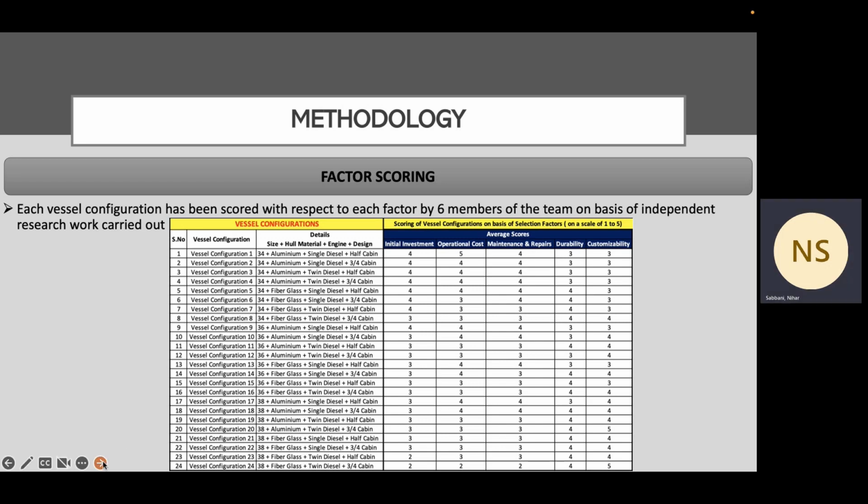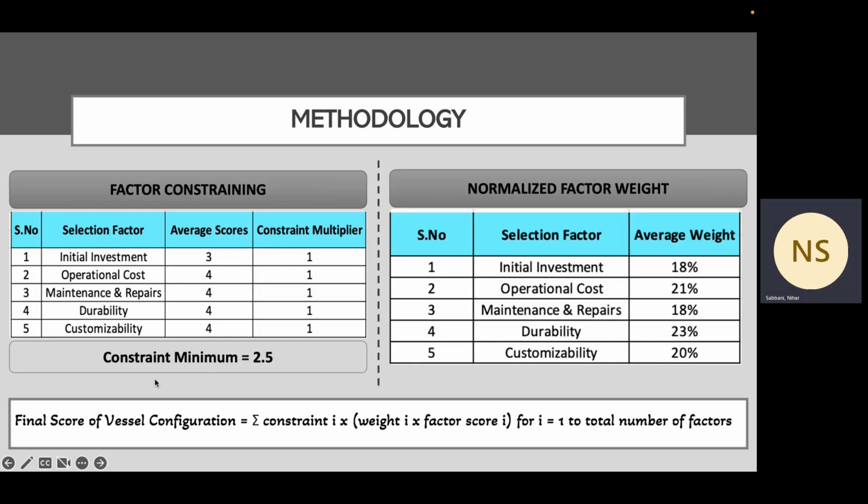Once we've done that, we identified the constraint minimum and the constraint multiplier. For that, we gave our priority scores independently and came up with average scores for each factor. For initial investment, it's an average score of 3, operating cost 4, maintenance and repairs 4, and so on. On the basis of that, we came up with a constraint minimum of 2.5. Based on 2.5, the constraint multiplier for all 5 selection factors is 1.